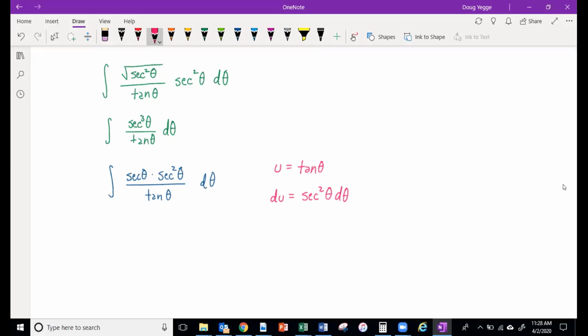So in this case right here, notice that we changed from x's into thetas, and now we're going to see if we can maybe use some u substitution. So this becomes the integral of secant theta over u times du. It's looking a little better, but the problem is I still don't know what secant theta is. So does anybody see any way that I might be able to replace secant theta with u's?